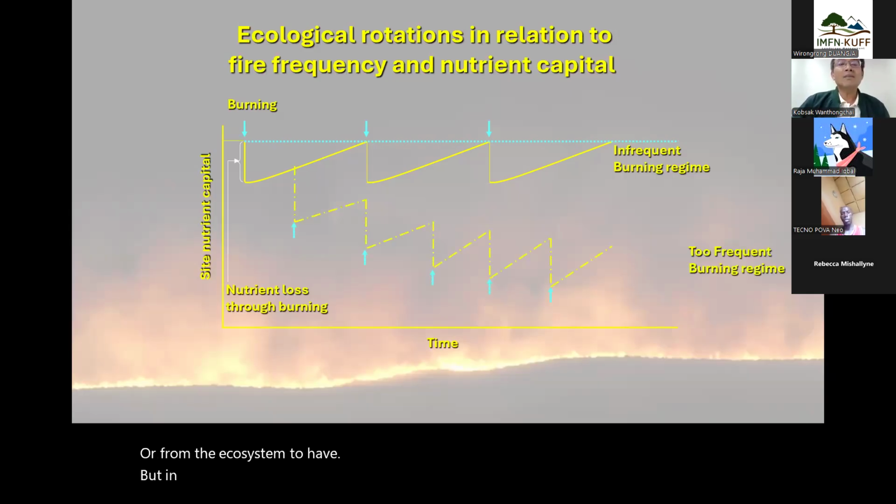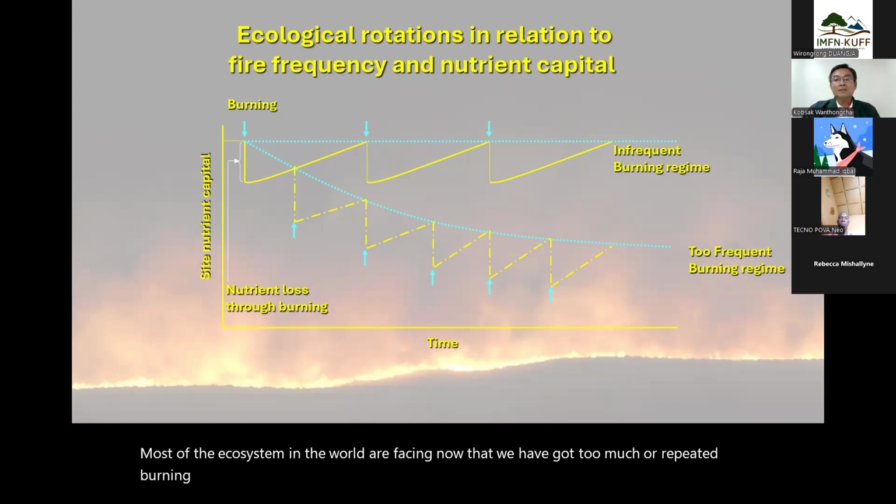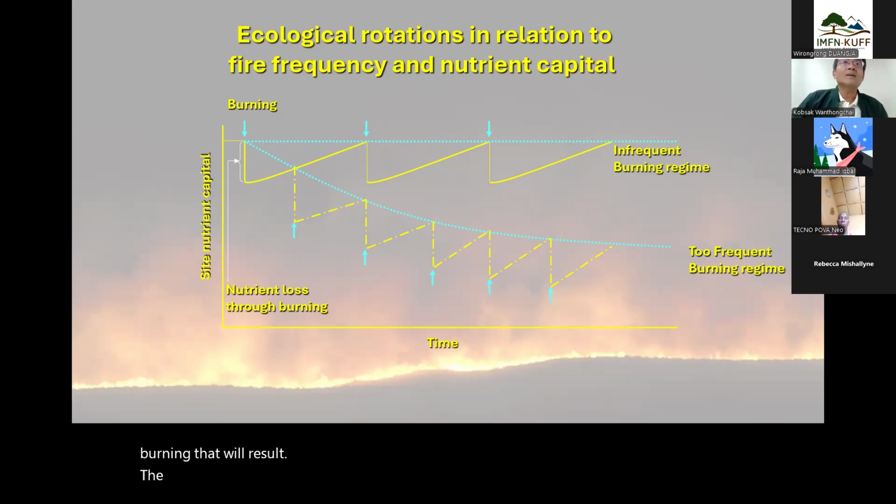But in fact, what we mostly have in the ecosystems of the world now is this. I call it the too-frequent fire regime, the yellow dot-dash line. This frequent fire prevents the full recovery of site nutrients between burns, and this results in a progressive decline in nutrient capital, ecosystem degradation over time, and lower productivity and resilience. This is what most ecosystems in the world are facing now: too much repeated burning that results in the decline of ecosystem health.